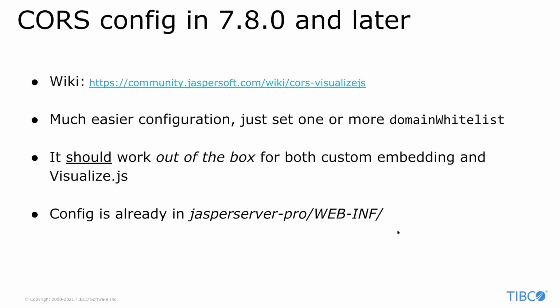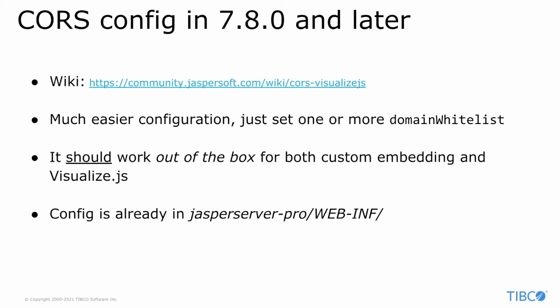Okay, so now in 780 and later, we also have an article that explains in more detail, but the configuration is much easier. So you just set the one or more domain whitelist, depending on how many origins you want to set, and it should just work out of the box, and you don't need to edit any files. You just do that through the web UI. We'll see that, and it will work for both custom embedding and visualize.js.